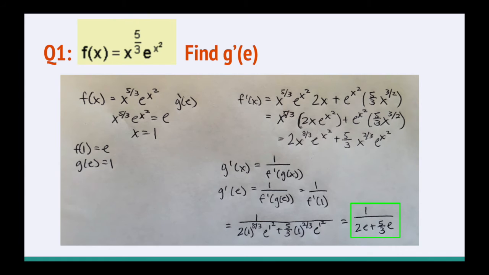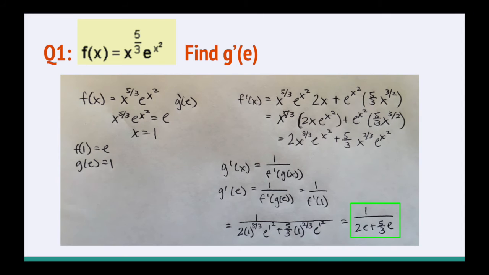Now we have to take the derivative of f of x, and we're going to use the product rule. That's x to the power of 5 over 3 times e to the power of x squared times 2x from the chain rule, plus e to the power of x squared times 5 over 3 times x to the power of 2 over 3. That should simplify to 2x to the power of 8 over 3 times e to the x squared plus 5 over 3 times x to the power of 2 over 3 times e to the x squared.